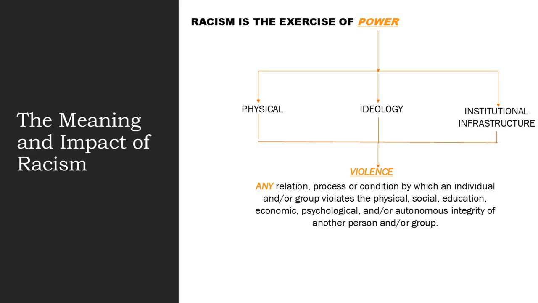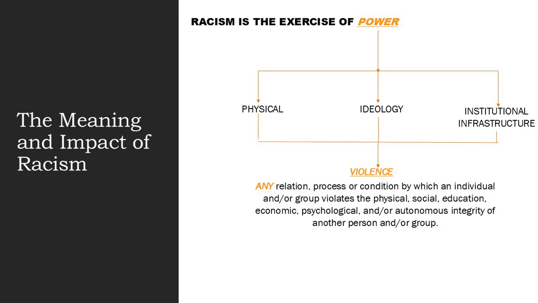And again, we're not going through this for the purposes of what? Finger pointing. We're going through this so that we understand how society operates. So then the question becomes, if racism is the exercise of power, we understand that power manifests as physical, ideological, and institutional infrastructure. What is the end work of these three areas? Here we go. I've said this before. The end work is necessarily, in this instance, violence.